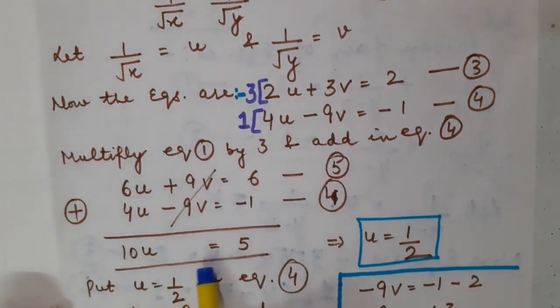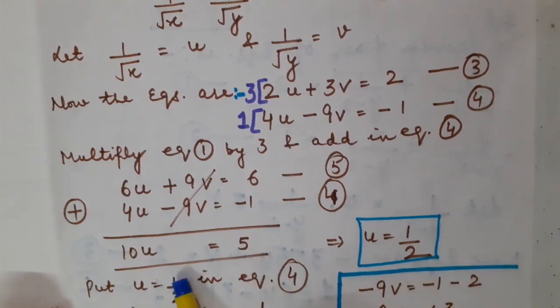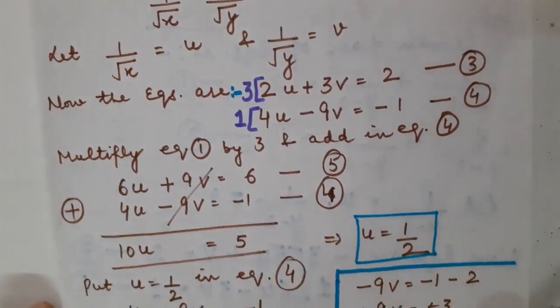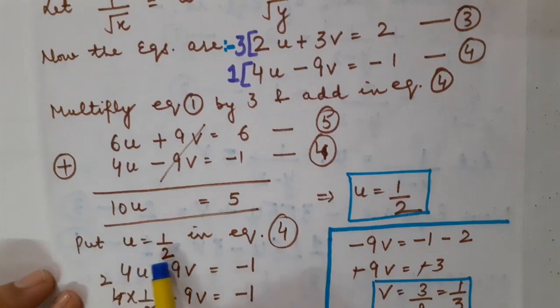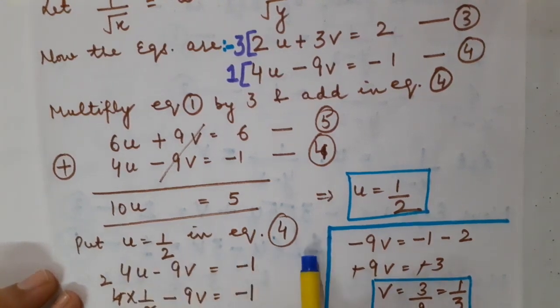I have got 10u is equal to 5. So what would be u? u will be half. That is 5 upon 10 means half. Now I am going to put the value of u is equal to half in equation number 4.